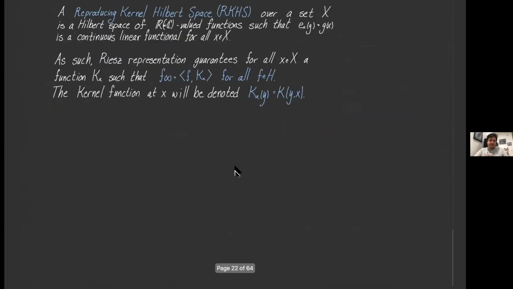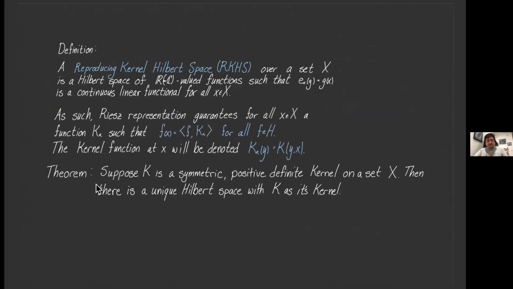And so what this theorem says is that if K is a symmetric positive definite kernel on a set X, then there's actually a unique Hilbert space that has it as its reproducing kernel. And so what this means for us is that we actually have freedom in what reproducing kernel Hilbert space we want to use in this SVM procedure that's kind of mysteriously out there.